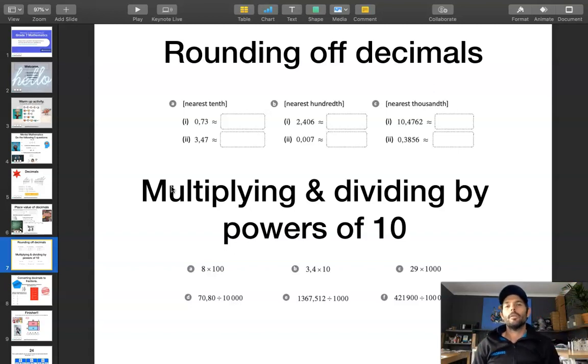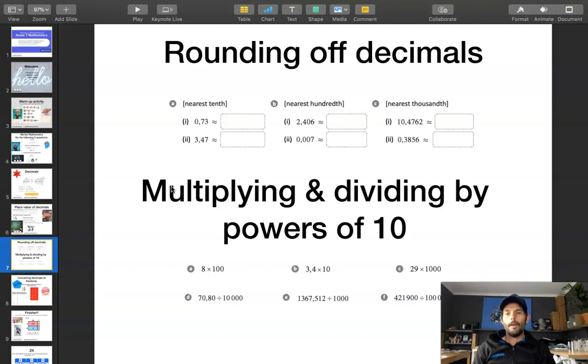Okay? I know that when I multiply a number by 100, I'll simply add 2 zeros on the end. So for A, below, you can see 8 times 100 we know is 800. For C, 29 times 1,000 we know is 29,000. But what happens when I multiply a decimal number like 3,4 by 10? What happens to that number? And you're quite correct in saying that that number should get bigger by one place value.